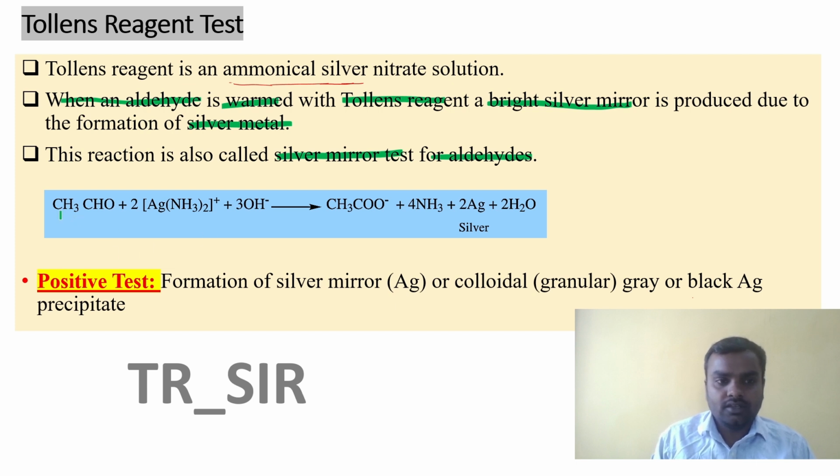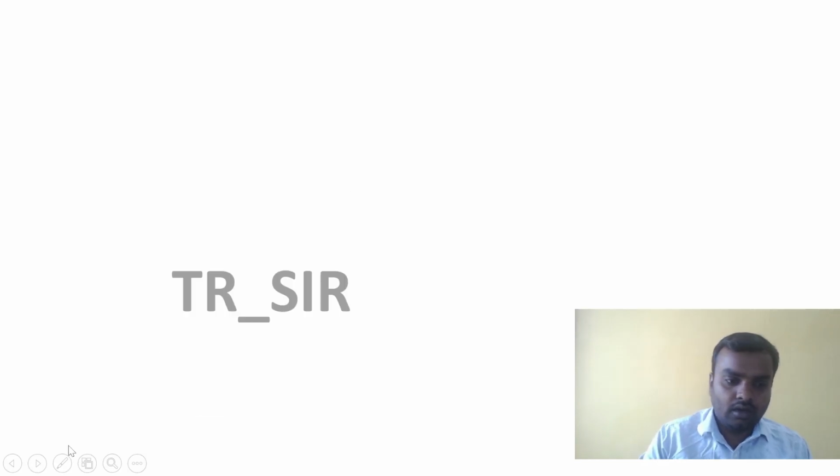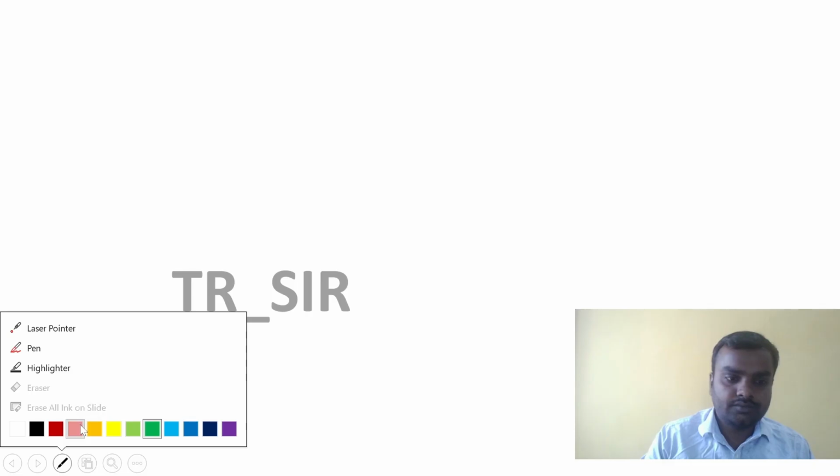Let us see here. Aldehyde will be here. Now, ammoniacal silver nitrate oxidizes it into a carboxylic acid. A salt will be forming along with silver, and because of this it looks like a silver mirror. Let us see one by one how we can prepare the freshly ammoniacal silver nitrate.